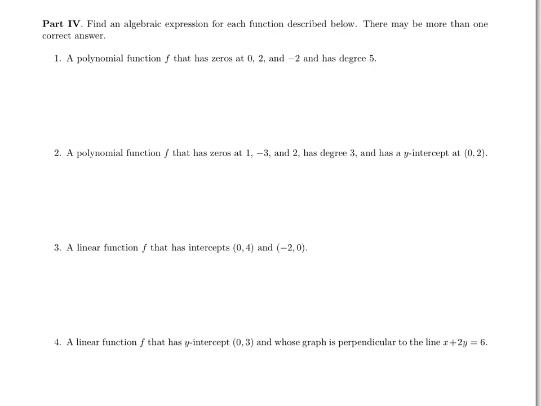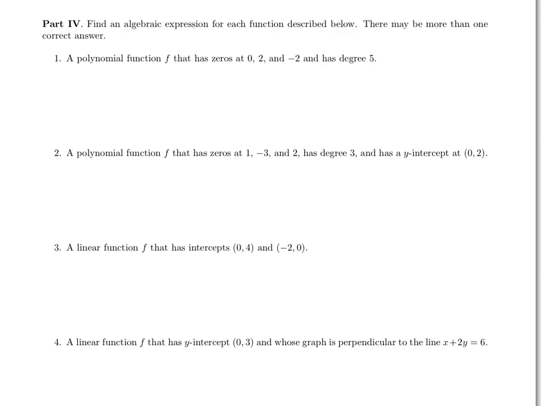The theme for part 4 is to create functions that have characteristics that we would like them to have. And we've seen this before with linear functions, and that's reviewed in this part of the practice problems as well. But we also now are able to work with quadratic functions and polynomial functions. So, for example, a polynomial function has particular zeros.